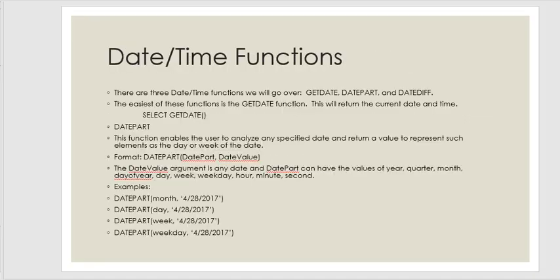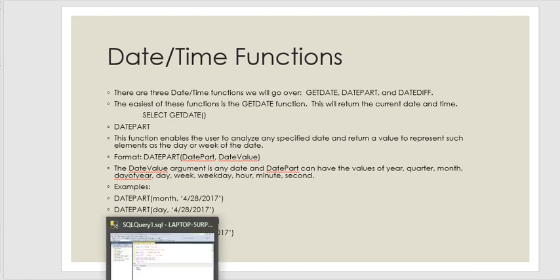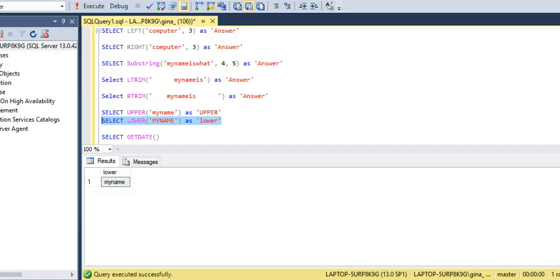The next function we're going to get into now is datetime functions. First function, select getdate. All this does is it gets your current date and time. And this can be useful if you're doing updates and you want to set a last updated on field to your current date, you can use select getdate. And we'll see the current date and time.